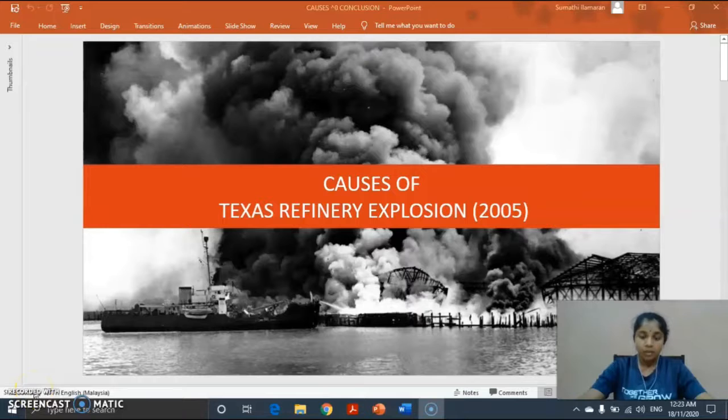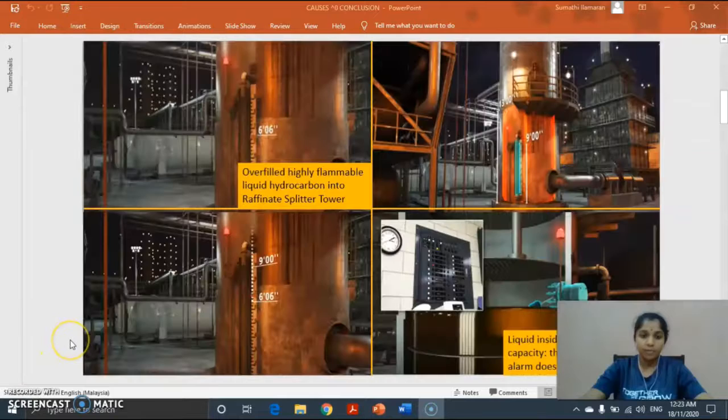Good morning, Doctor. Today I would like to explain the causes of the Texas refinery explosion in 2005. This is the level indicator placed at the bottom of the raffinate splitter tower. It was not designed to measure any liquid inside the tower above the 9 feet mark. The operator overfilled the tower with highly flammable liquid hydrocarbon. The liquid inside the tower reached maximum capacity, thus the second high-level alarm did not activate, and no information about the liquid level inside the tower was transmitted to the control room.